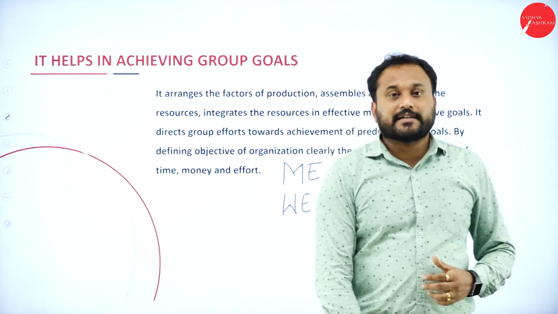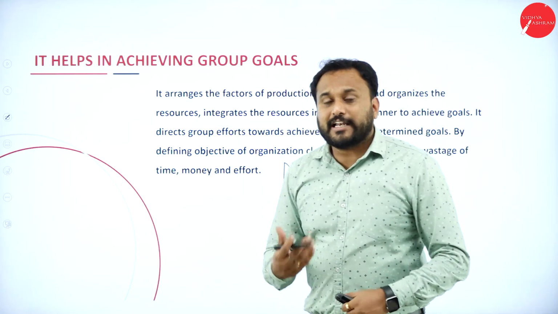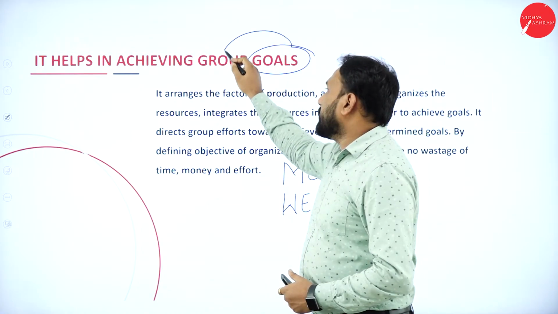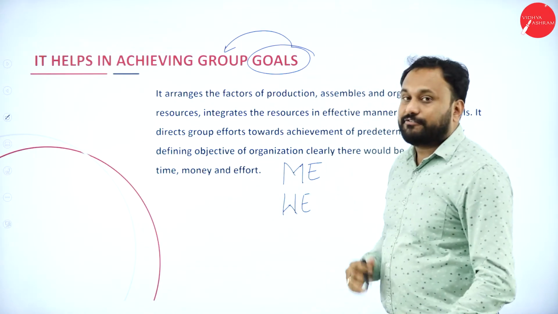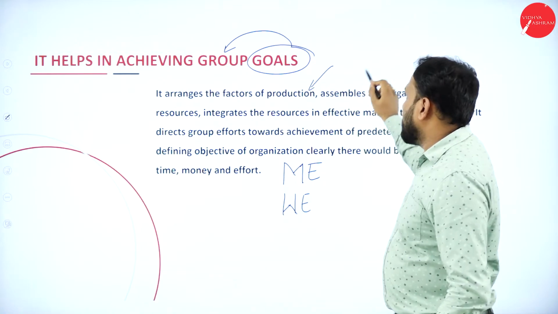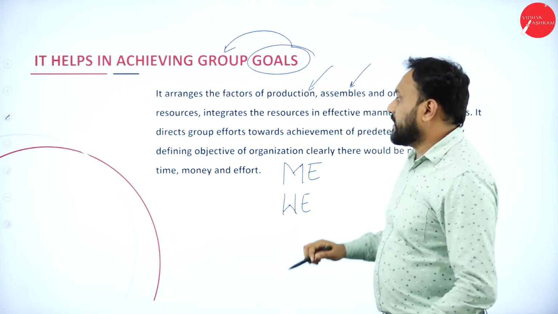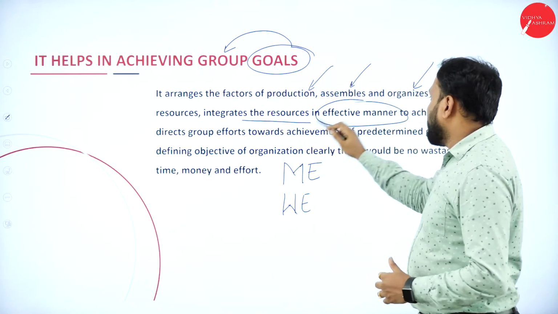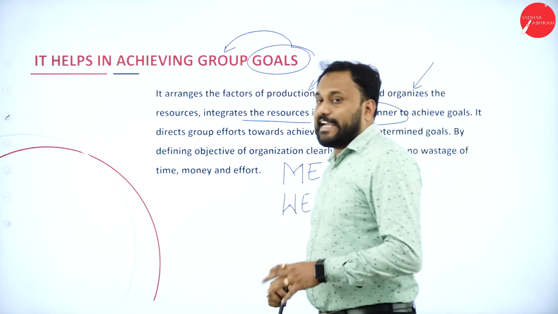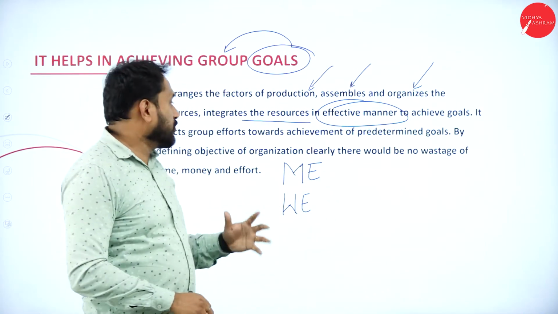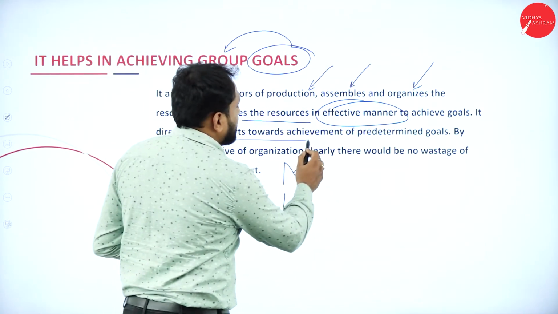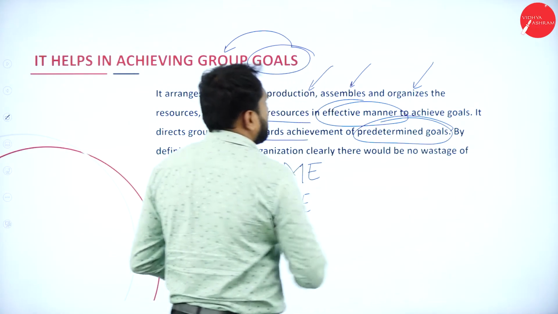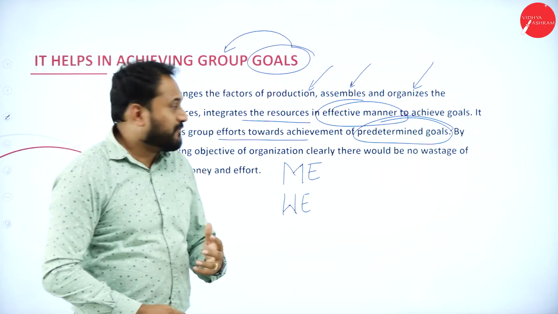As a manager, it's the responsibility of all the managers to achieve the goal, and that too with the group. So it arranges the factors of production, assembles and organizes the resources. It integrates the resources in an effective manner to achieve goals. It directs group effort towards achievement of a predetermined goal. What is this predetermined goal? A predetermined goal is what you have already planned for.